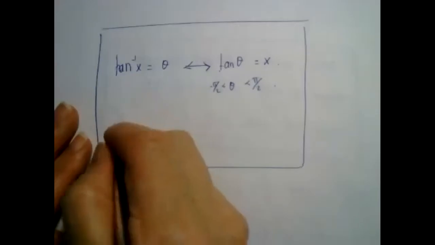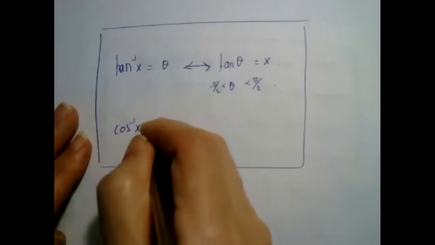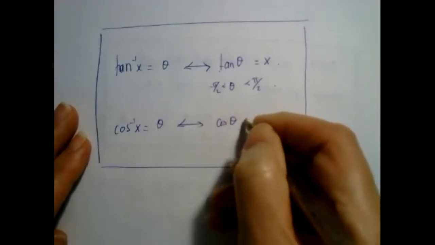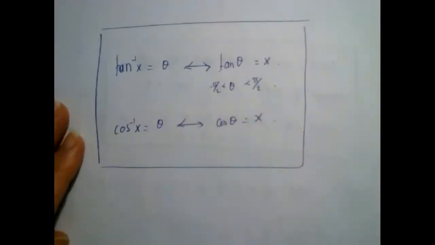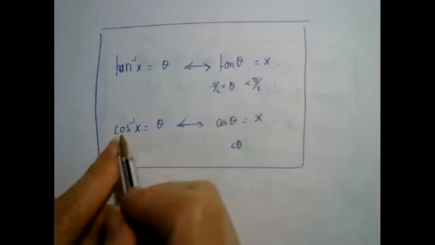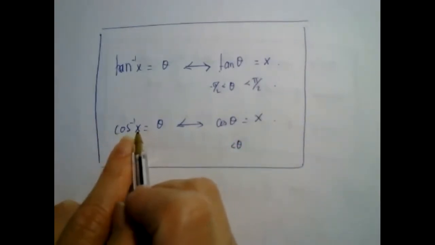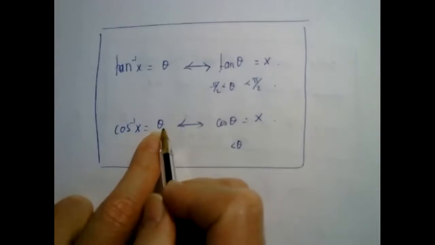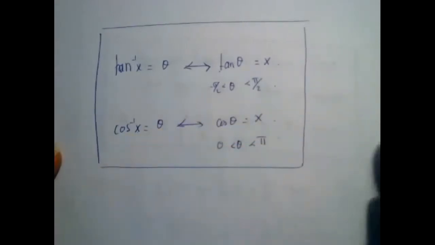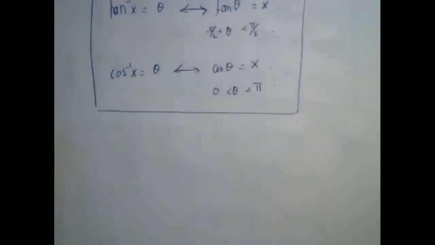And the same thing, cosine inverse of x equals theta. It means the cosine of theta is equal to x. So these are the main definitions. That's the inverse. So in the cosine inverse, I know the cosine is giving me the angle, and this goes between 0 and pi. Okay. All right. So now we go through your questions and then I proceed.